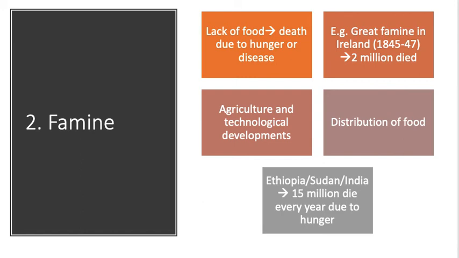In the modern era, because of developments in agriculture and in technology, we actually have enough food in the world to feed everyone, but we still have a problem with distribution of food. And because there are some areas that have excesses of foods and some areas of the world that are badly in need of food, we still have a situation where approximately 15 million people die every year due to hunger.